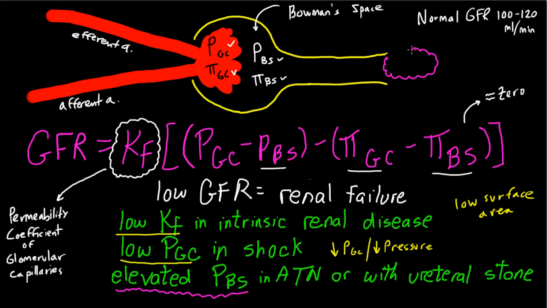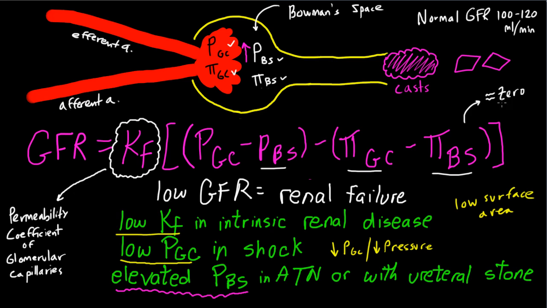A couple of clinical circumstances come to mind. A common cause of acute renal failure in hospitalized patients is something called acute tubular necrosis, or ATN. ATN can be caused by renal toxins. It can also be caused by ischemic damage to the kidneys. In both circumstances, sloughed cells and cellular debris can obstruct the tubular lumens and result in an elevated hydraulic pressure within Bowman space. Again, referring back to the GFR equation, that will lead to a low GFR or renal failure.